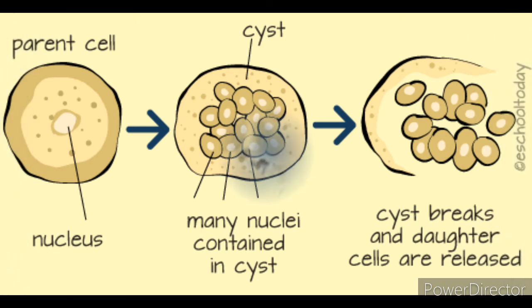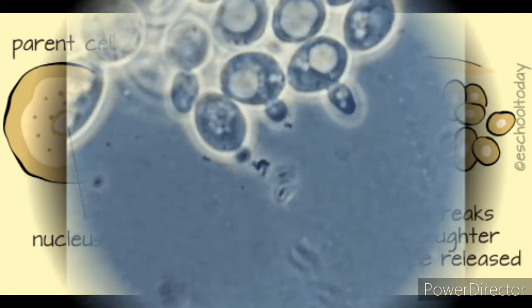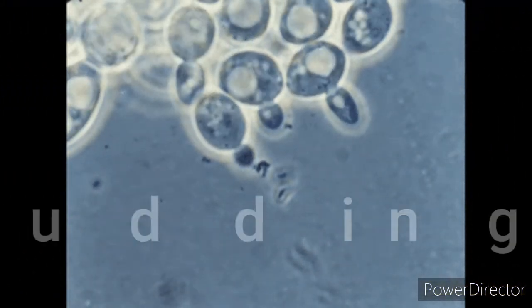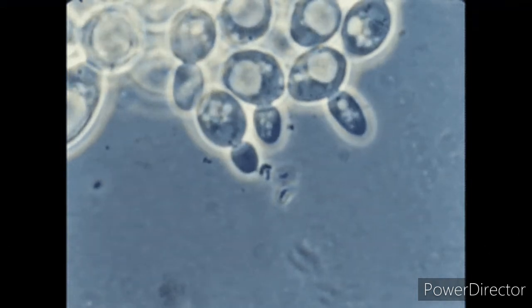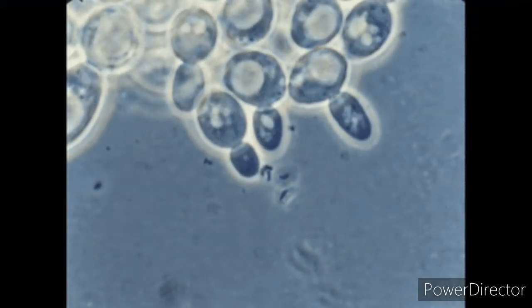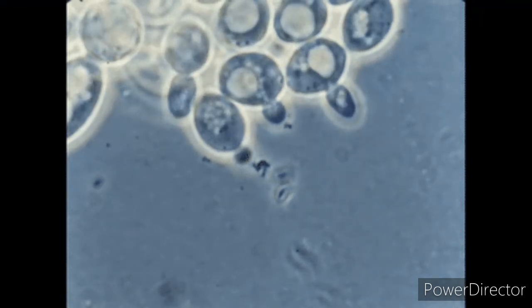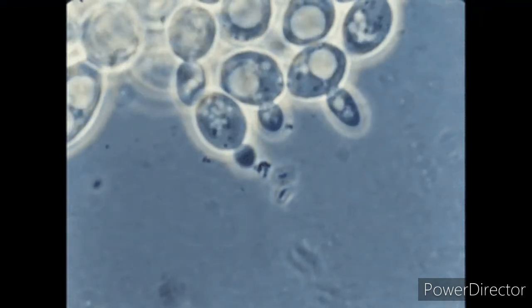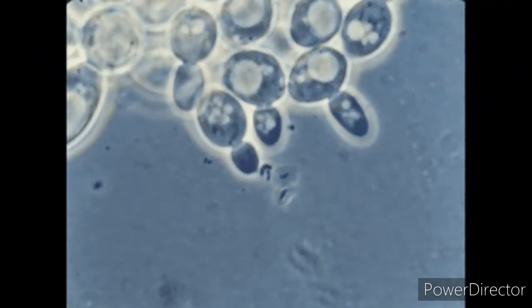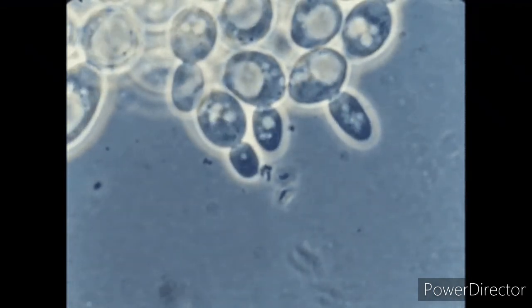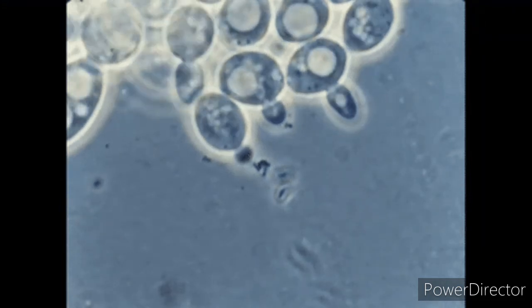multiple fission. The second type of asexual reproduction is budding. This method is commonly seen in yeast. Here, the parent cell produces an outgrowth called the bud. The bud grows and then detaches along with the daughter nuclei from the parent body once it attains full size and leads an independent life.